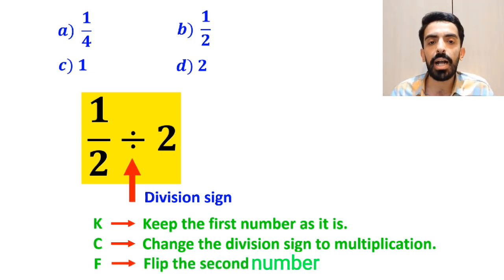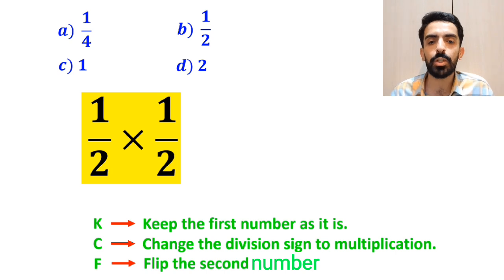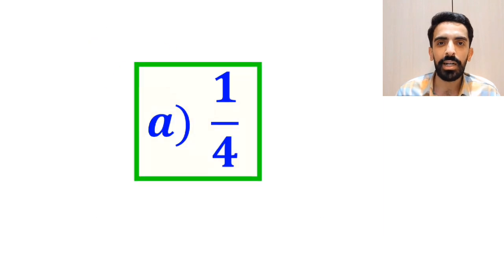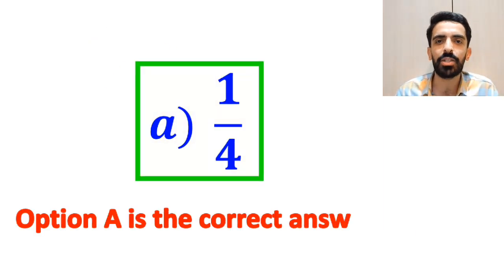So, instead of the highlighted part, we'll write 1 over 2 multiplied by 1 over 2, which ultimately gives us 1 over 4. Therefore, option A is the correct answer to this question.